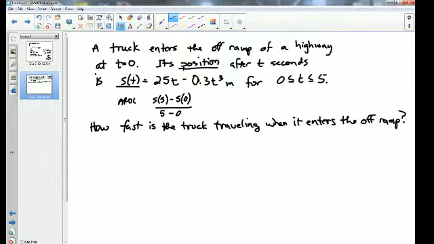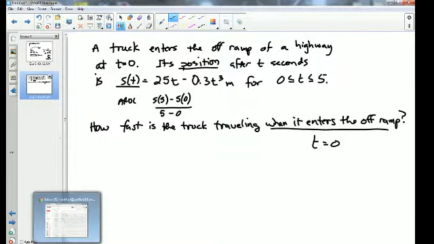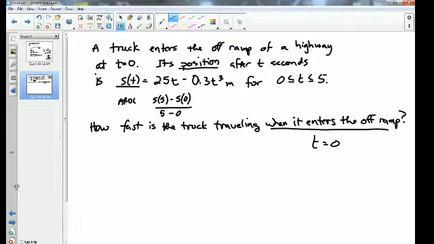Why? Okay, first of all, let's determine how fast the truck is traveling when it enters the off-ramp. When does it enter the off-ramp? At t equals 0. And this is an instantaneous rate of change question. How do I calculate instantaneous rate of change?